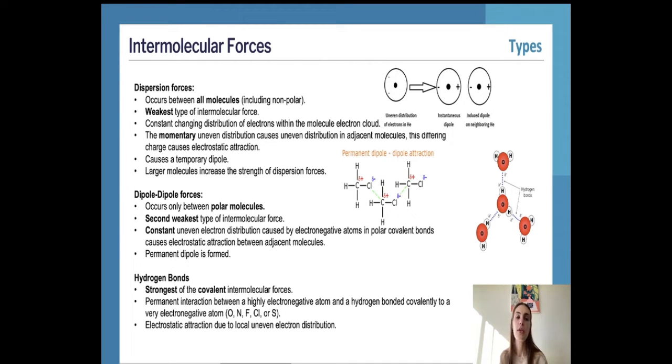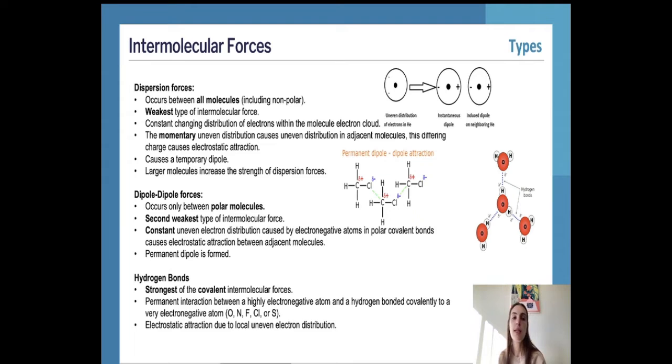And so there's going to be constant changing distribution of electrons within the molecular electron cloud. And so that's what results in these dispersion forces, because the constant movement of the electrons around them means that there's temporarily always going to be negative and positive parts of the molecule which are changing. And so that means that other positive and negative parts of other molecules which are changing are able to be attracted to those other molecules. And so there's a temporary dipole, but this can obviously be separated quite easily, which is why it's the weakest type.